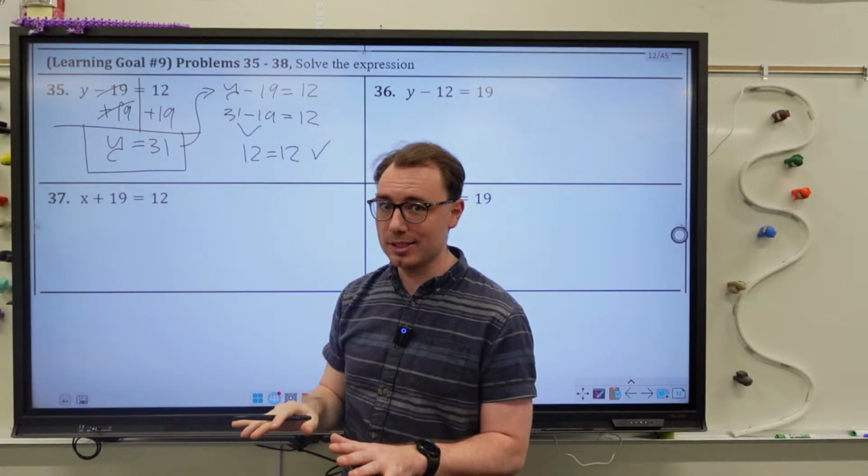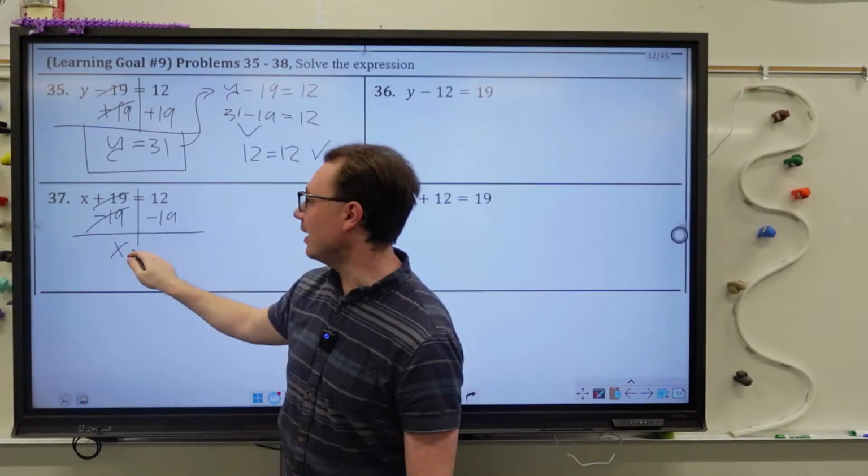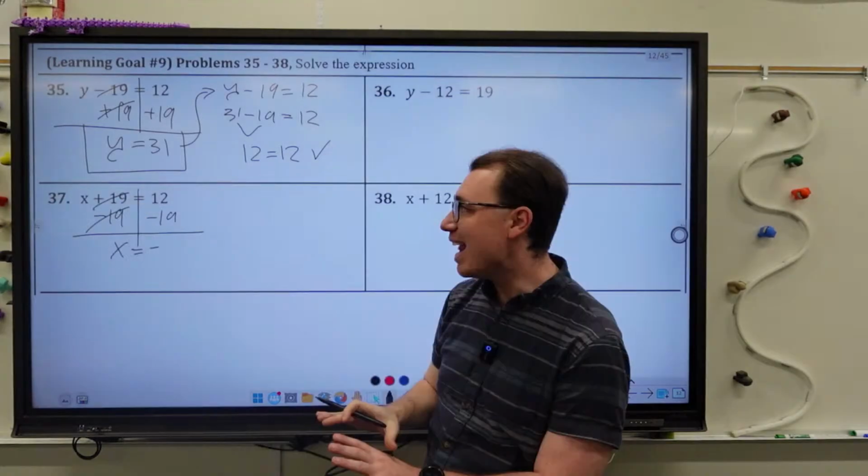Let's try that one more time here with x plus 19 is equal to 12. We still start the same way by putting that line right down the equal sign. Then we want to do the inverse operation of plus 19, which is minus 19. Whatever we do to one side, we do to the other. And now these two 19s cancel out, leaving us just x, with 12 minus 19 giving us negative 7. So we get this answer here, and we want to double check our answer by plugging it back into the original equation.